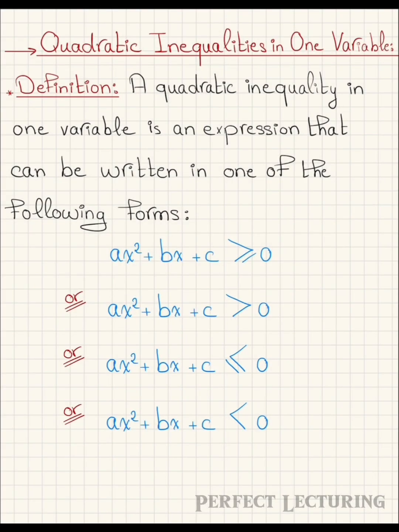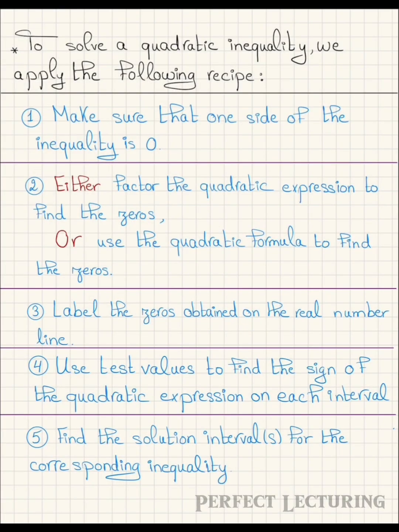We now move on to the quadratic inequalities in one variable. A quadratic inequality in one variable is an expression that can be written in one of the following forms. So we have a second degree trinomial, and the sign could be either greater or equal, greater, less or equal, or less.